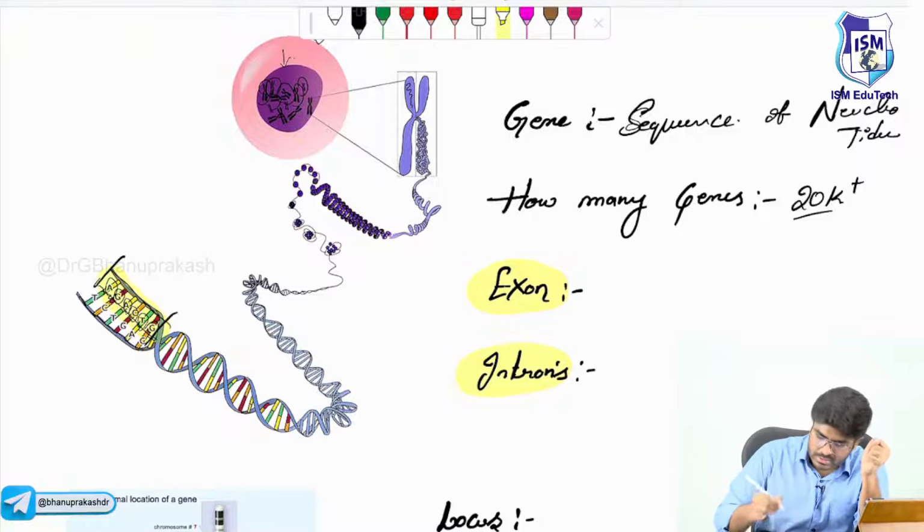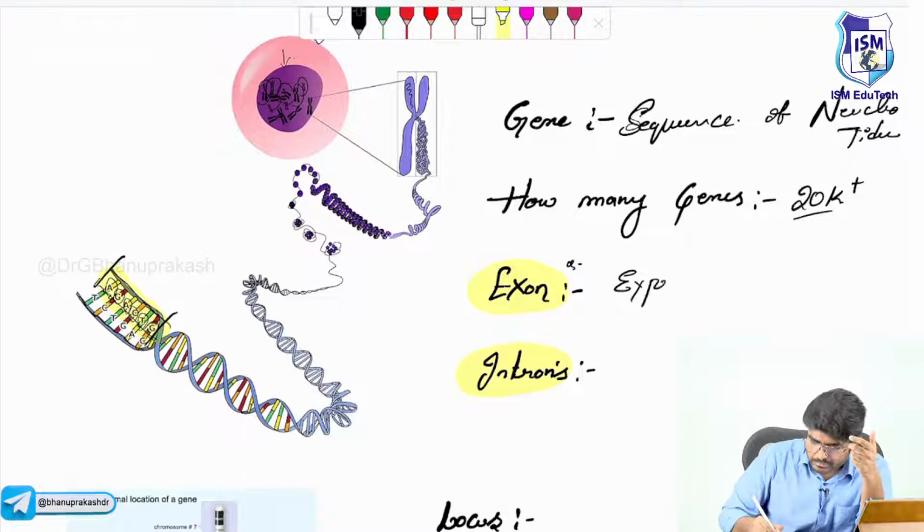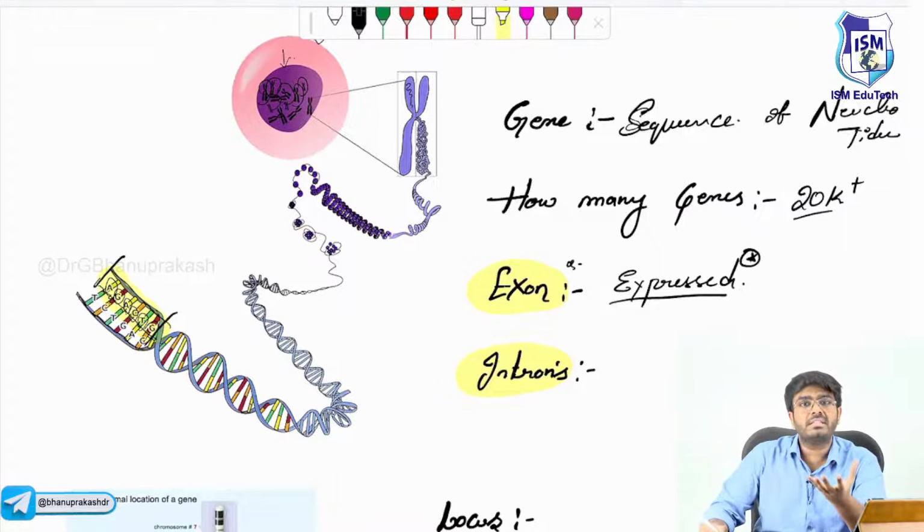So, what are these exons, sir? MCQ in your exam. What are these exons? Exons are those genes which are expressed. In a simple way we can say, exon for expression. Those genes are going to be expressed in the sense they will undergo transcription, translation, and protein synthesis. So exons are those genes which will undergo the transcription and translation process followed by protein synthesis.